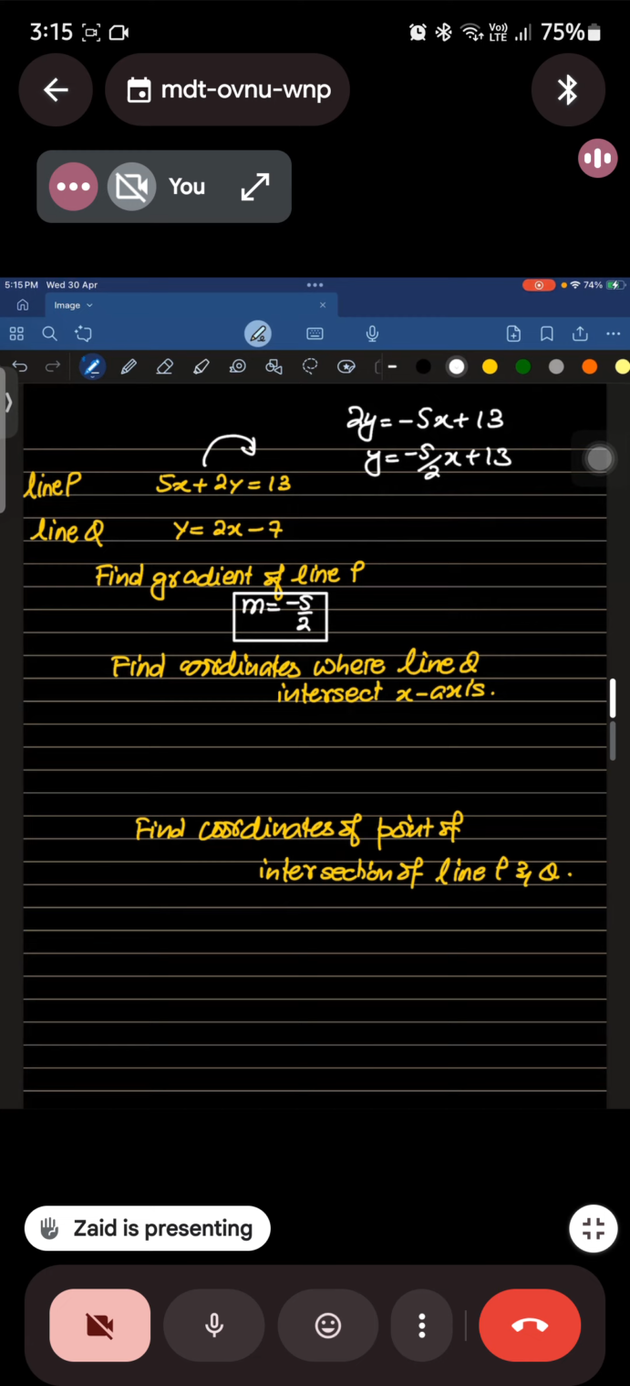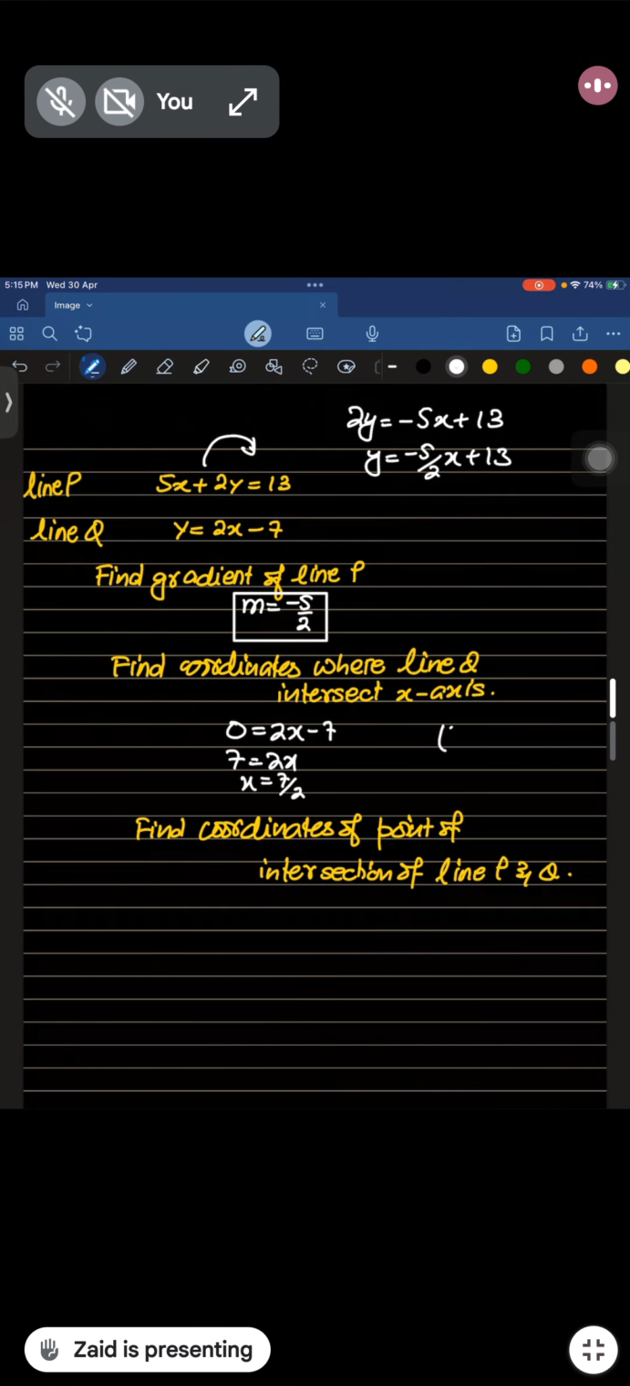Coordinate where line Q intersects the x-axis. So I have to put y equals to 0, where the x-axis is cutting, y is 0. Okay, line Q. So y is 0. x is coming out to be 7 over 2. Okay, so the coordinates are 7 over 2, shabash.